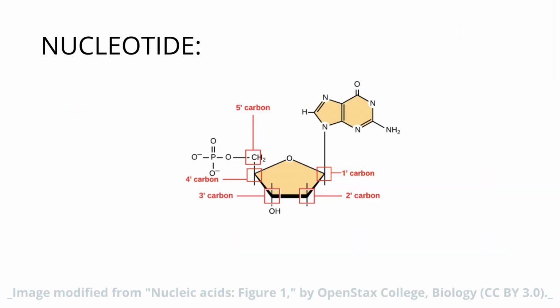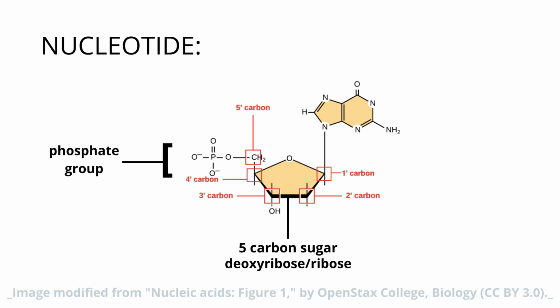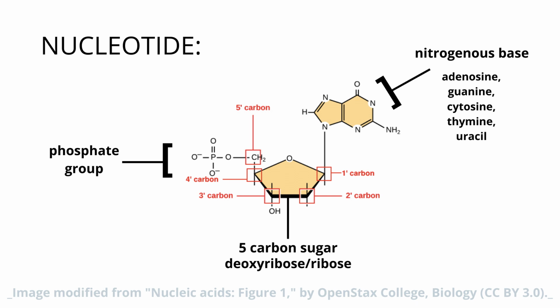This is a nucleotide. Nucleotides are made from a 5-carbon sugar, which is either deoxyribose if it's DNA, or ribose in RNA. Attached to this sugar is a phosphate group, which together with the sugar creates the sugar-phosphate backbone of DNA and RNA. Next, you have the nitrogenous base, which would be one of the A's, U's, G's, C's, and T's we see in DNA replication.